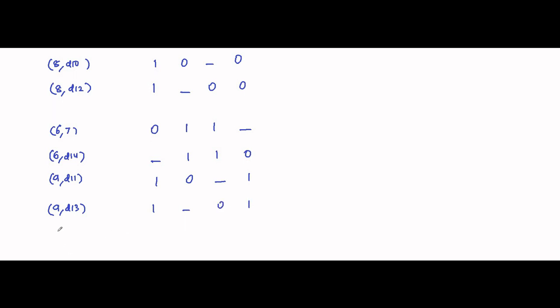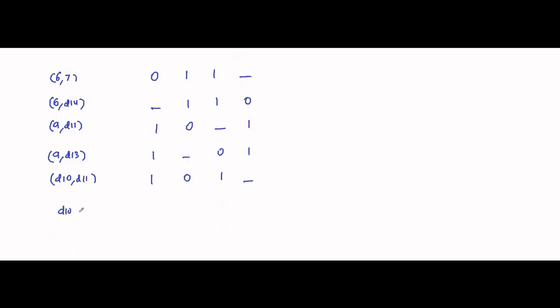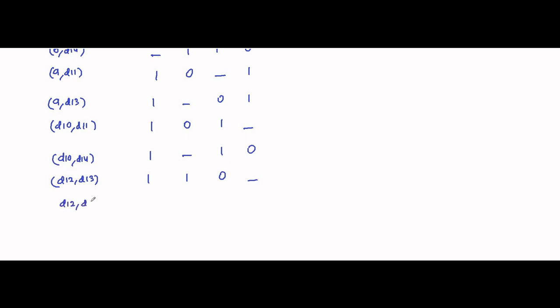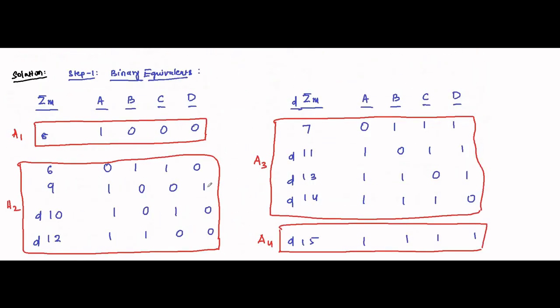Then we have D10, D11, both are don't care minterms, 101-. Then D10, D14, which is 1-10, and then D12, D13, which is 110-, and D12, D14, which is 11-0. Okay, so these are the minterm pairs between groups A2 and A3.